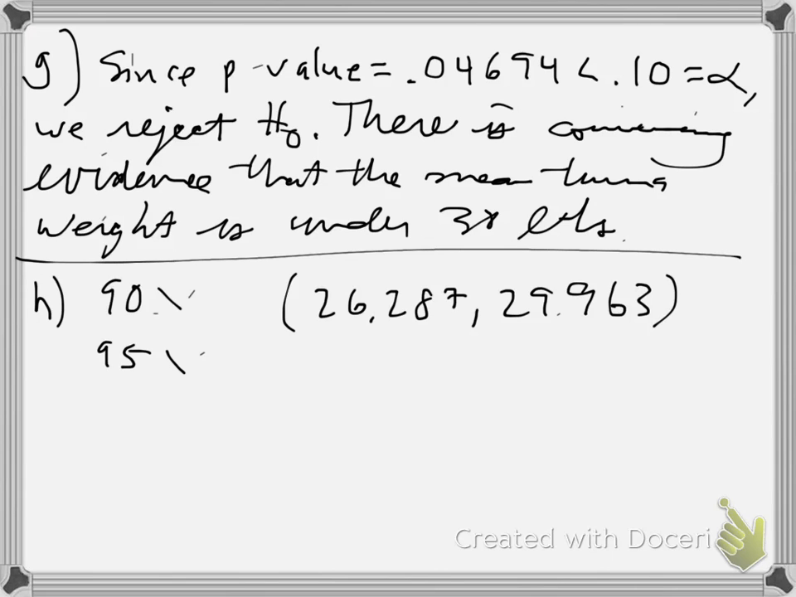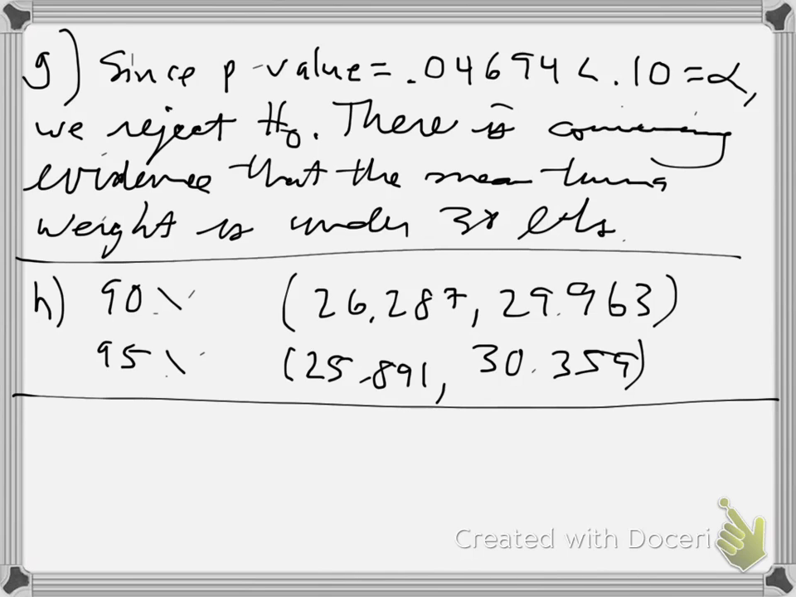If I repeat that and do a 95% confidence level, I get something just a little different. I get 25.891, and this time including 30.359.